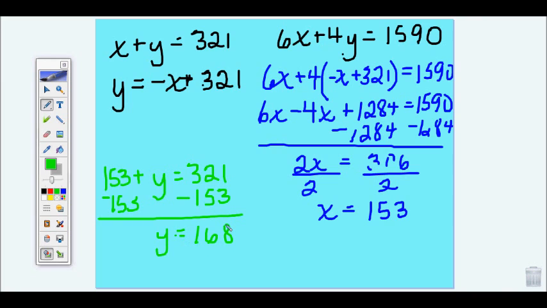So my solution would be that there are, go back to my black, 153 adults and 168 children admissions. And that concludes lesson 7.2.